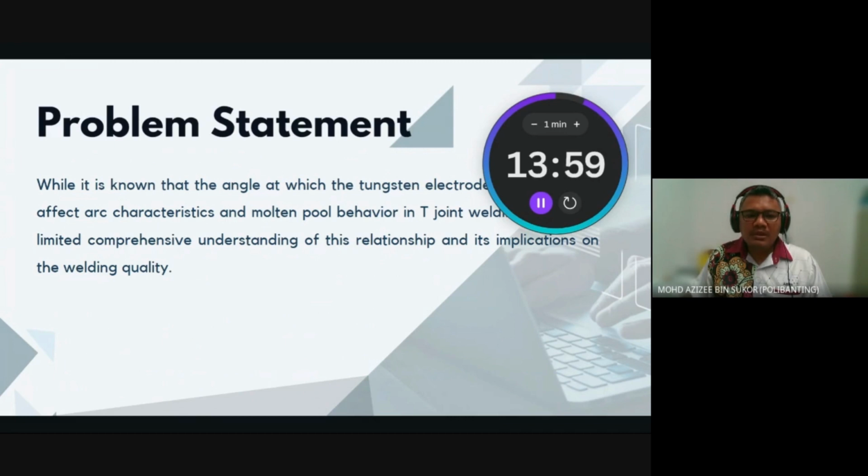The problem statement. Welding parameters play a crucial role in determining the quality and performance of welded joints. In T-joint welding, the angle at which the tungsten electrode is polished can significantly impact arc characteristic and molten pool behavior. However, there is a lack of comprehensive understanding regarding the effect of tungsten polishing angle on this crucial welding aspect.